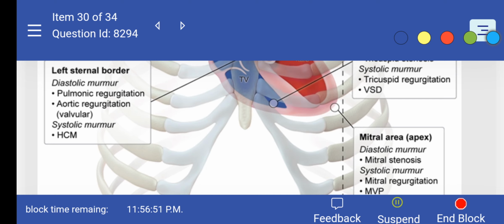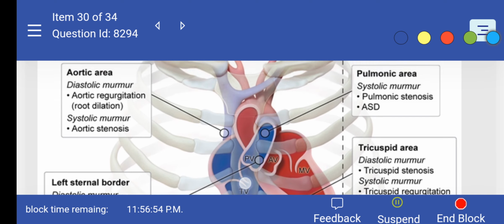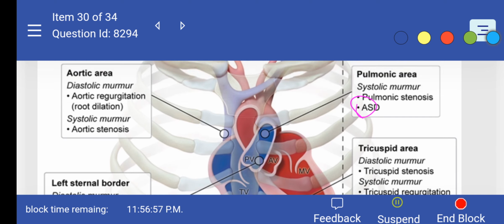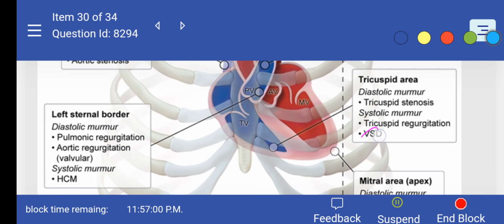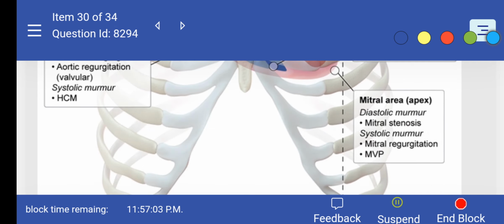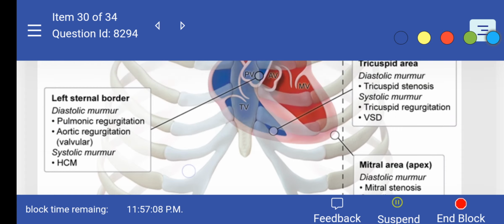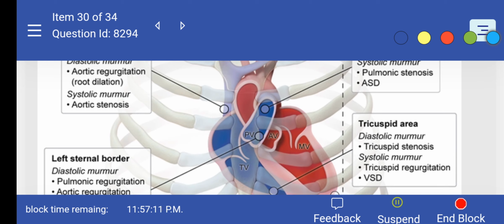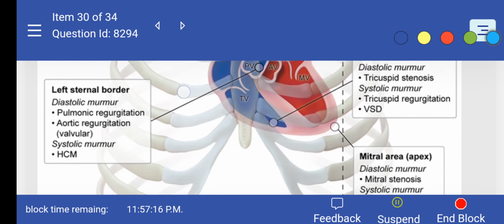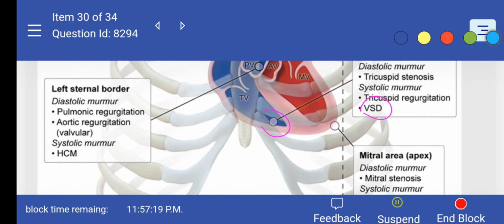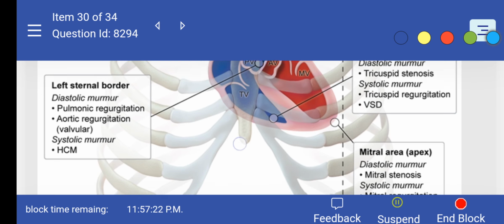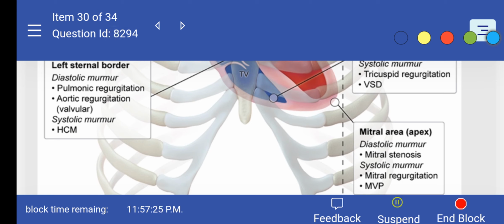One point to be noted: we have ASD, then VSD, and then mitral valve prolapse. They all produce a systolic type of murmur, but we will go one by one by location. In the pulmonic valve area, we would hear the ASD sound. Then in the tricuspid area, we would hear the VSD sound, both systolic. When we go down on the same fifth intercostal space to the apex, we hear mitral valve prolapse.